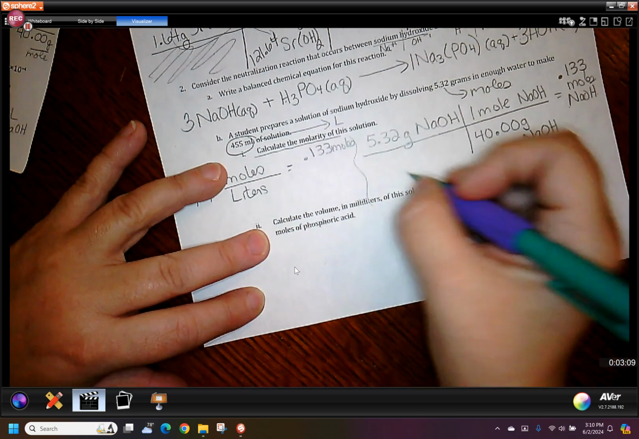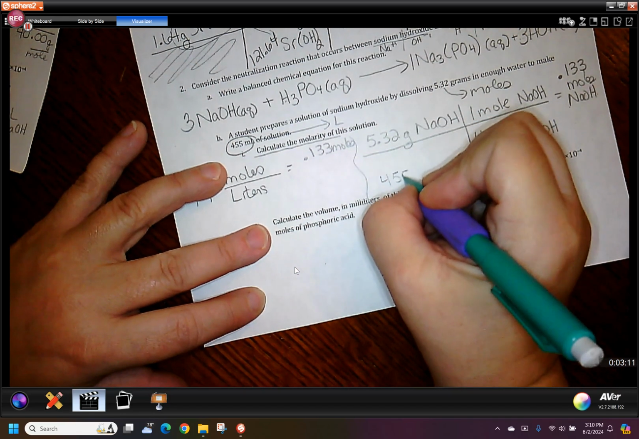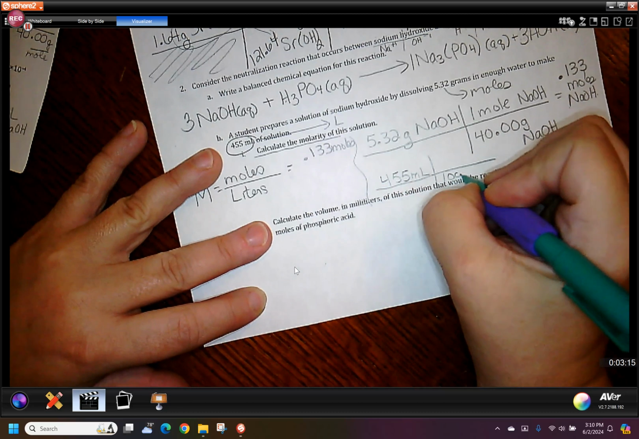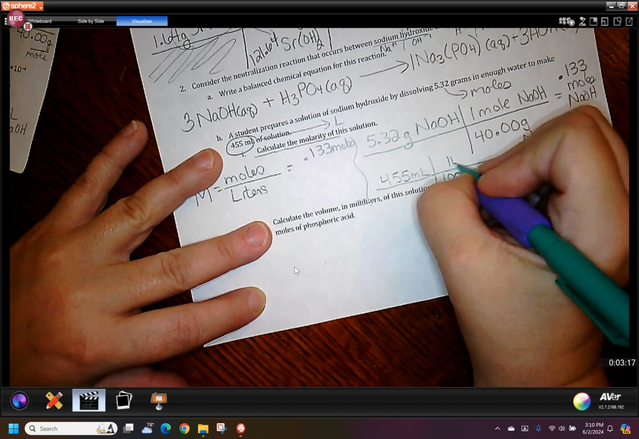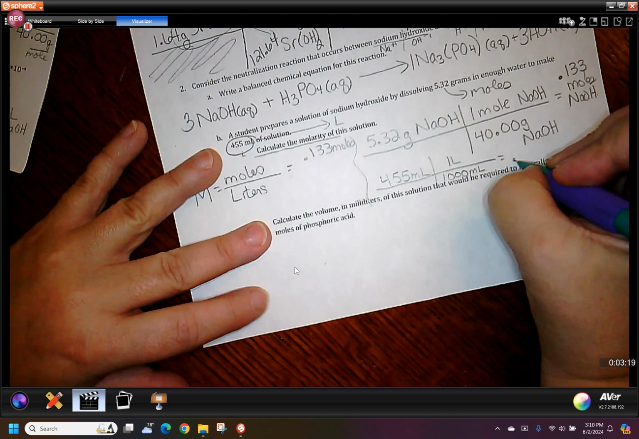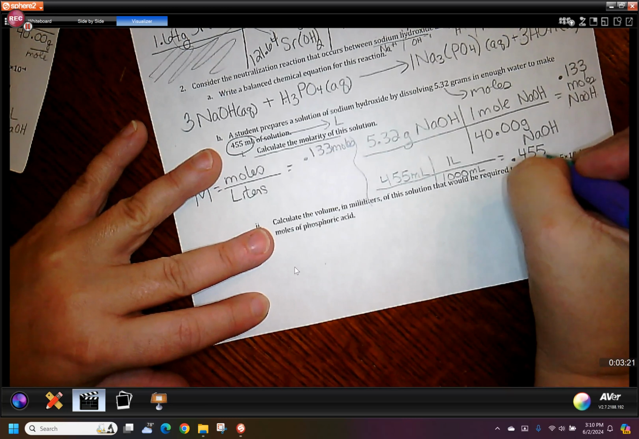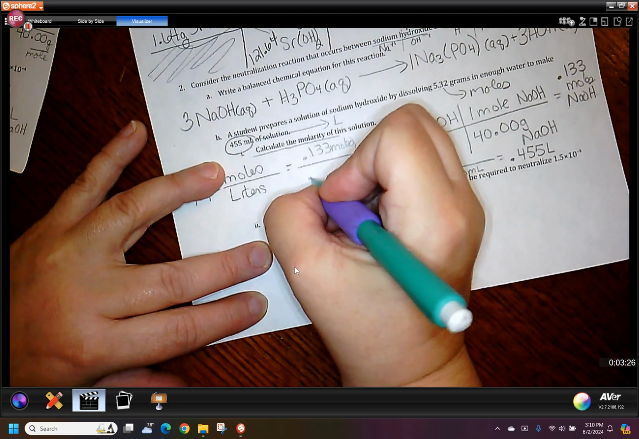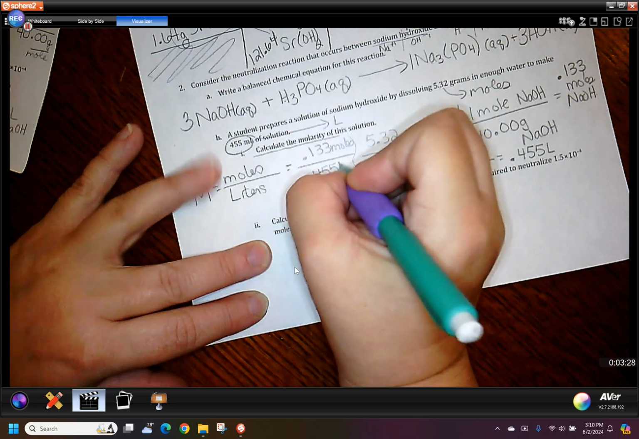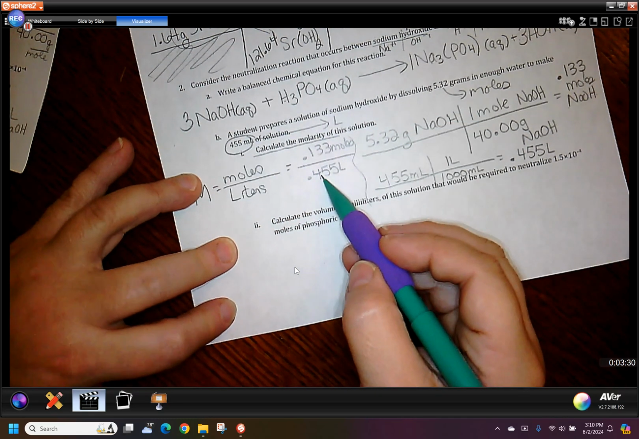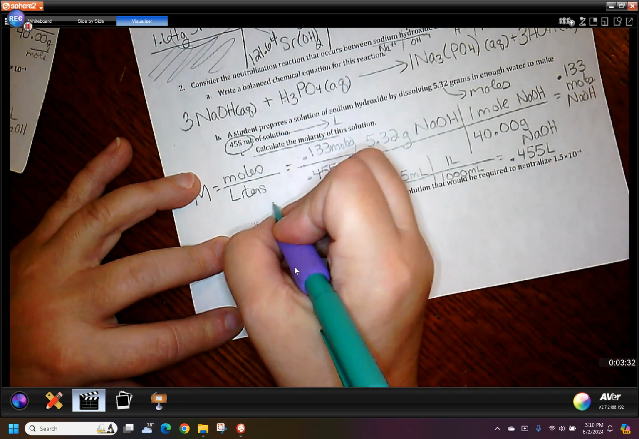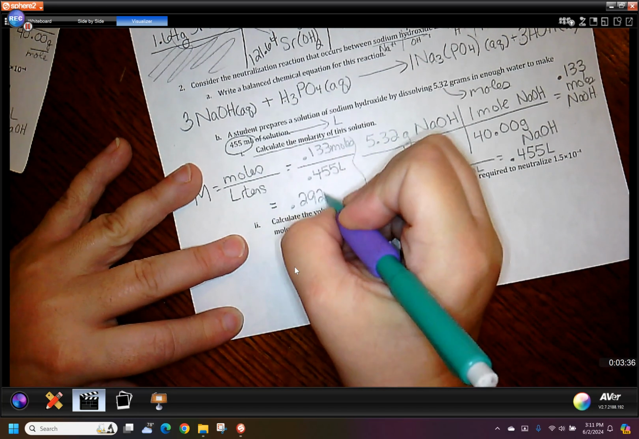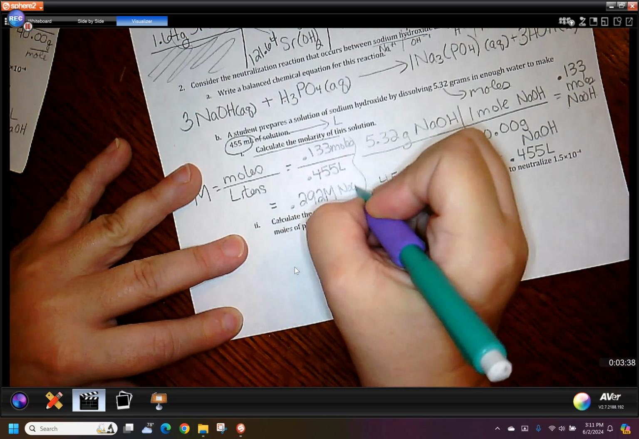Now I've got to be careful, it's 455 milliliters. 1,000 milliliters is 1 liter. Be careful, some of you like to multiply and you get your number mixed up. That's 0.455 liters. So I've got moles over liters. Don't leave that in grams. That's what's catching some of you. This is going to be 0.292 molar NaOH.